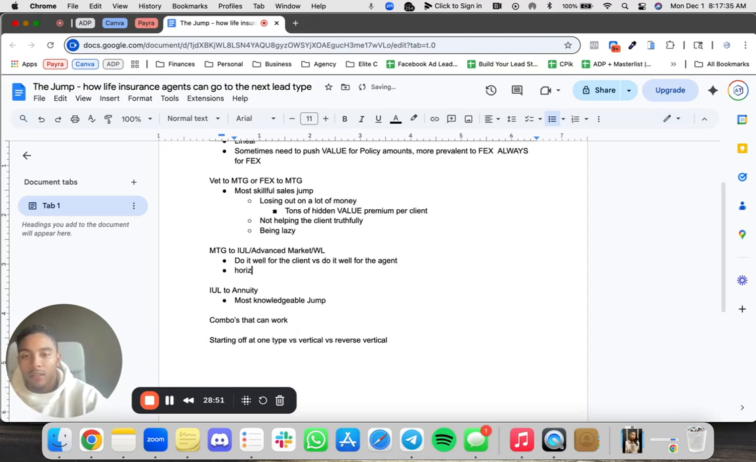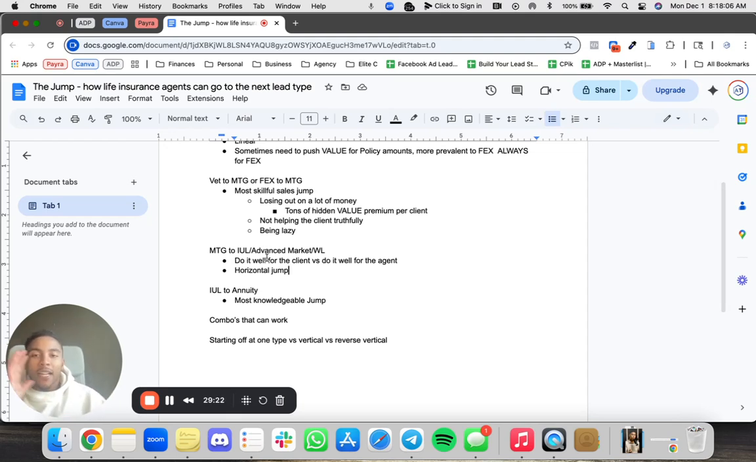Okay. And all that means, for those of you that do not know, is that from vet or final expense to mortgage is a huge vertical jump, meaning it takes a lot for you to learn. You're having to do new skills, new abilities, new leads. Exactly. This is horizontal. So if you're at mortgage protection, even if you're at final expense, it's still pretty simple. You're not having to learn all of it, because you're just selling one thing.